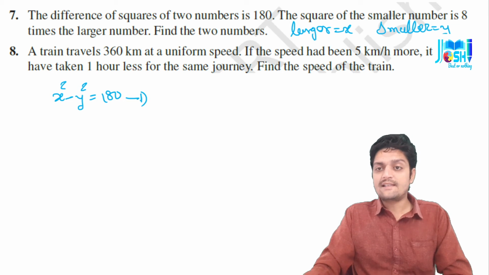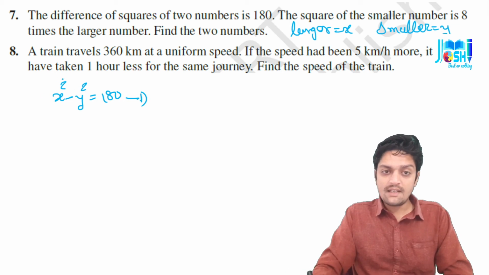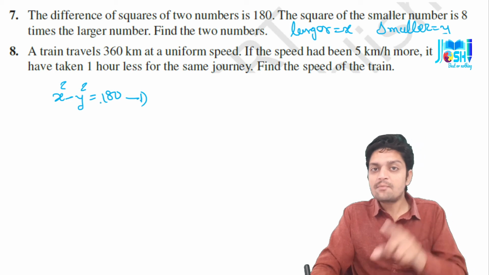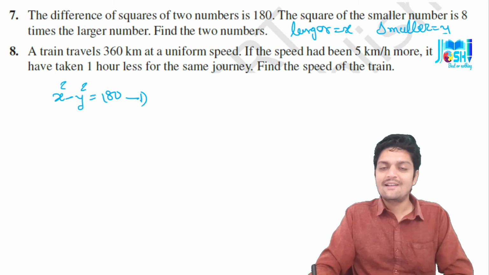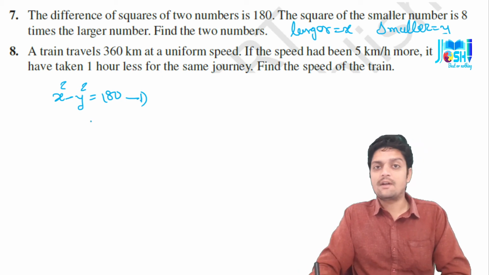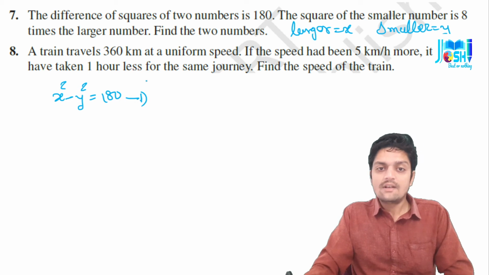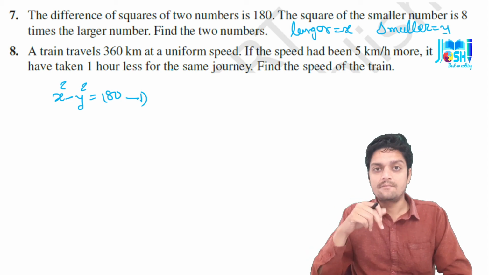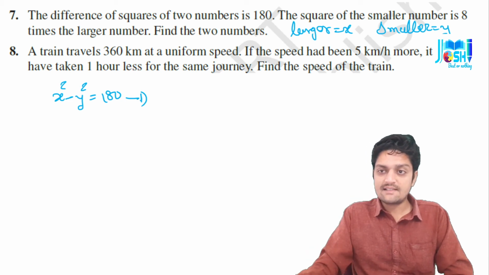Why larger is x? Because from the larger square, the smaller square will be removed, then only you will get a positive difference. Otherwise, if by mistake you have assumed wrong here, these both things will not match, and you will not get marks, because your logic is wrong. So larger is x, smaller is y.